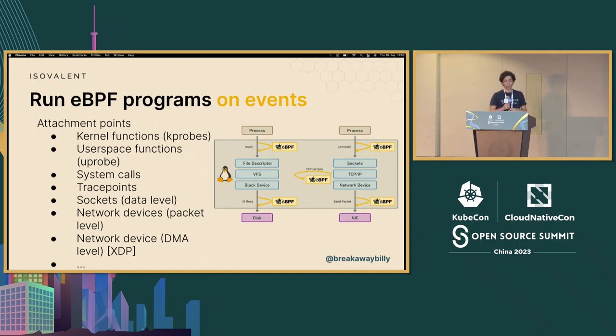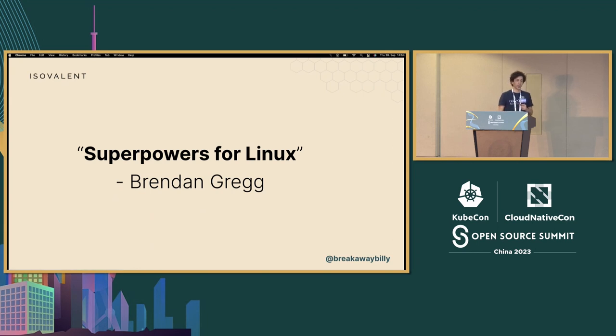So eBPF programs run on events. They hook into different points within the kernel, things like kprobes or uprobes, system calls, and when that is invoked, then the eBPF program runs. So it's watching everything that's happening, and then it's running a specific program based off of those triggers in the kernel. And that's the whole idea behind eBPF. And as Brendan Gregg likes to say, this really gives you superpowers in Linux, because it allows you to add new functionality at any point in the kernel whenever you want to.